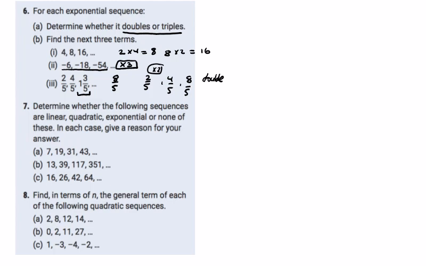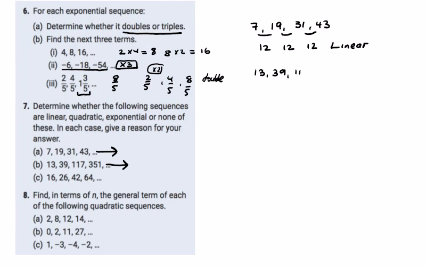This one here, 7, 19, 31, 43. We have to determine what type of sequence it is. So the differences tell us 12, 12, 12. So first difference is the same. This one's linear. You do need to write them out. 13, 39, 117. It looks like it's tripling. 3, 5, 1. So that's times 3. That's also times 3. 120 minus 3. And 300 plus 51 is 351. So this is exponential.